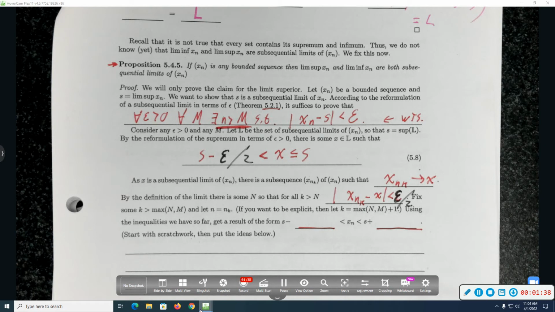Well, if this is a subsequential limit, can I find a choice for xn that's pretty close to it? Wait, what is xn again? Xn is the sequence in question. S is the lim sup. Yep. I need to get xn to be close to S. I know that there is a subsequential limit that's close to S by the reformulation of supremum.